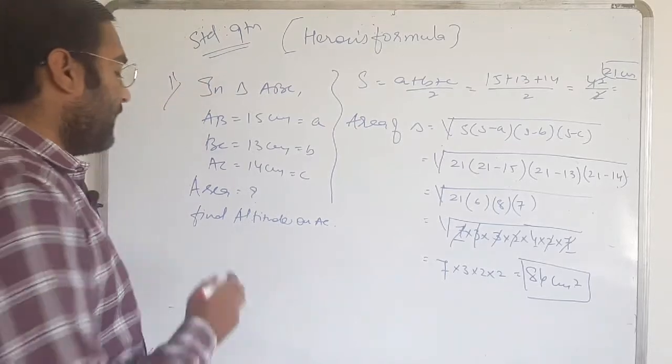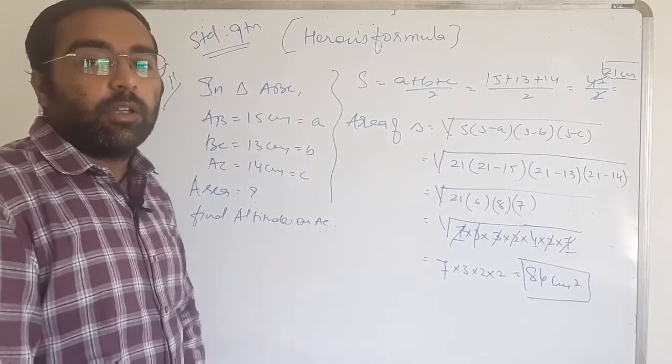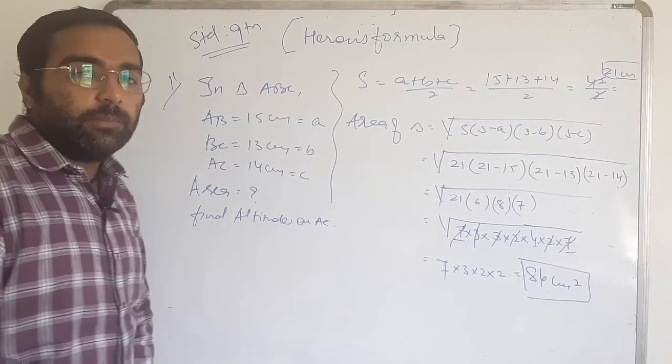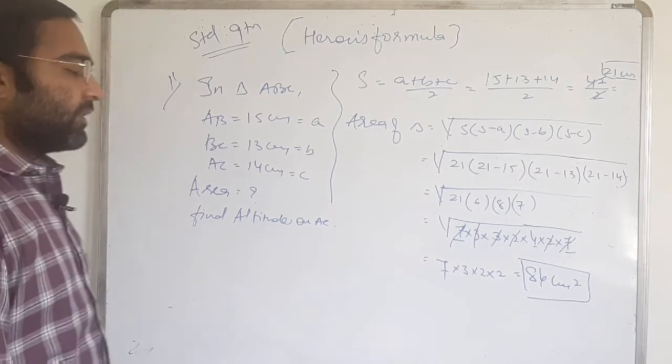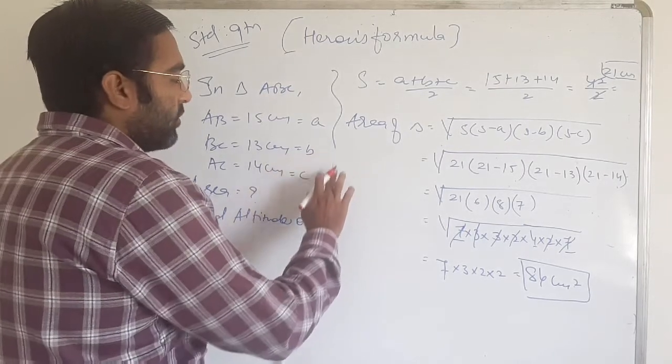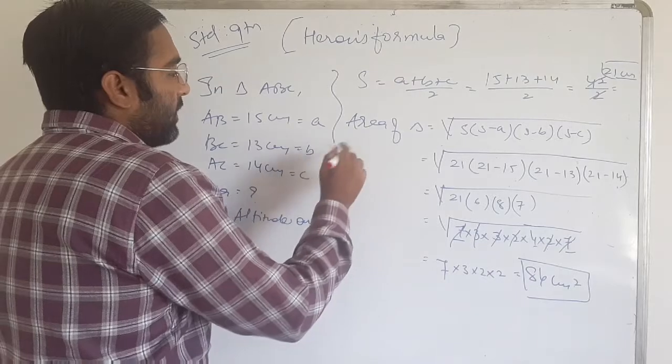Now we have to find the altitude on AC. So first of all I'll draw the triangle to show that altitude.